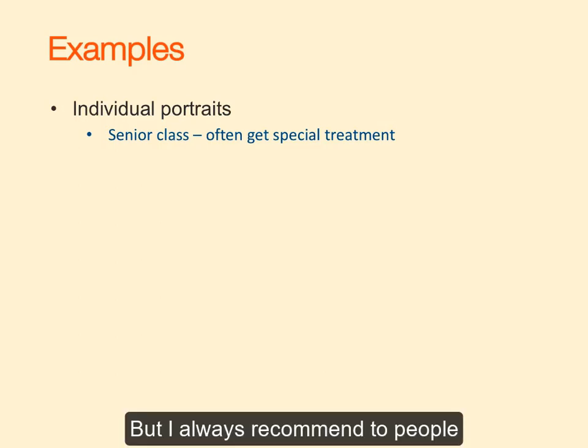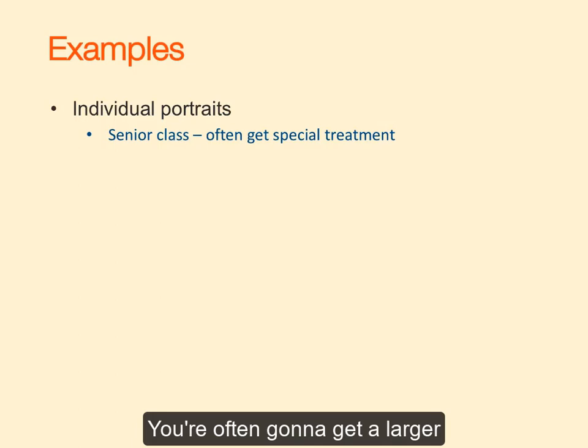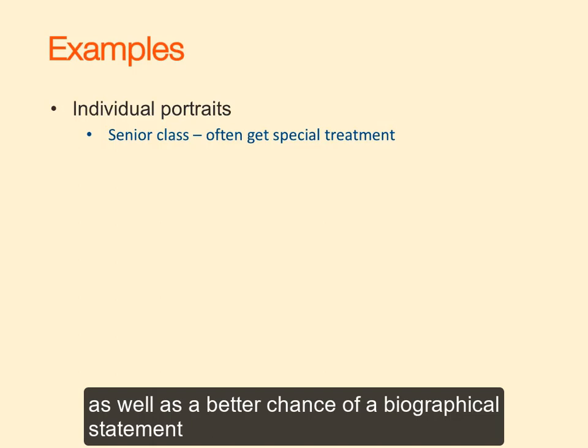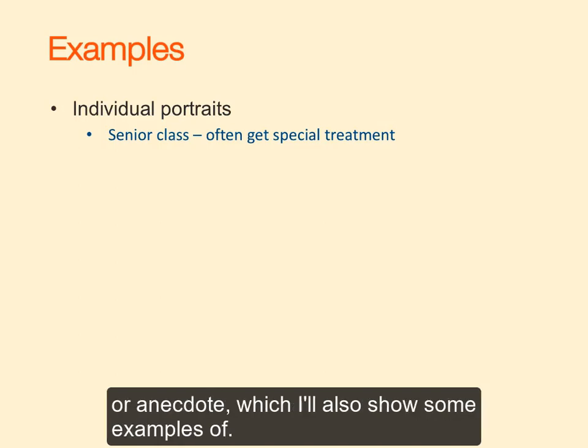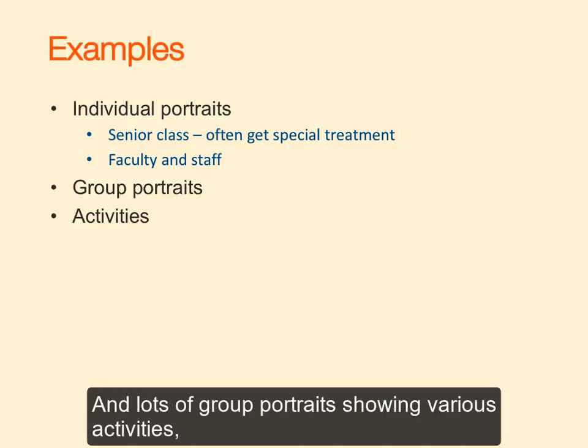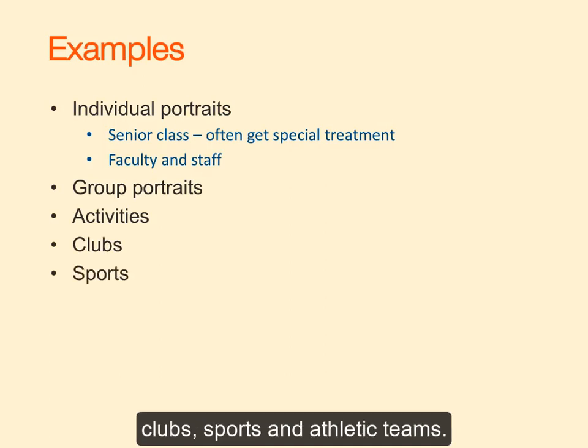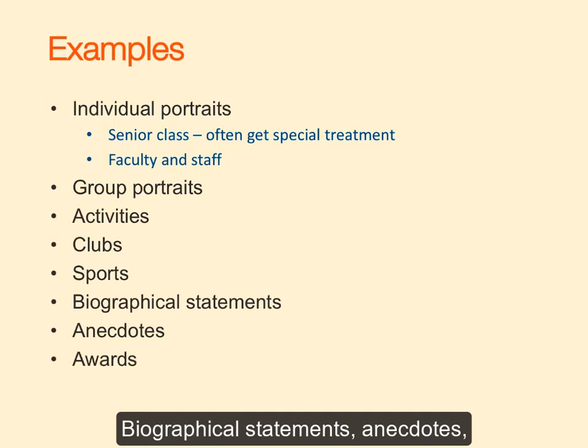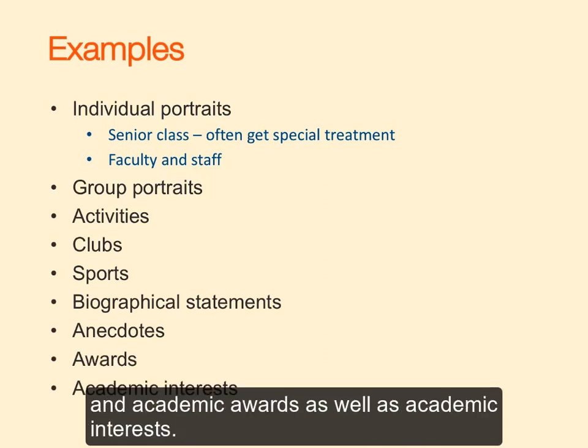But I always recommend to people when they're using yearbooks to certainly look for the yearbook where their subject person is a senior. You're often going to get a larger and higher quality photograph, as well as a better chance of a biographical statement or anecdote, which I'll also show some examples of. We'll also see portraits of faculty and staff members, and lots of group portraits showing various activities, clubs, sports and athletic teams, biographical statements, anecdotes, and academic awards, as well as academic interests.